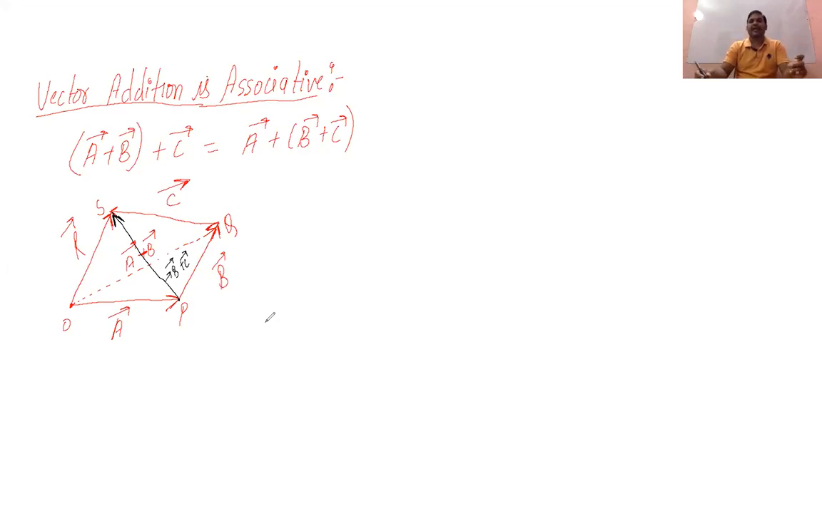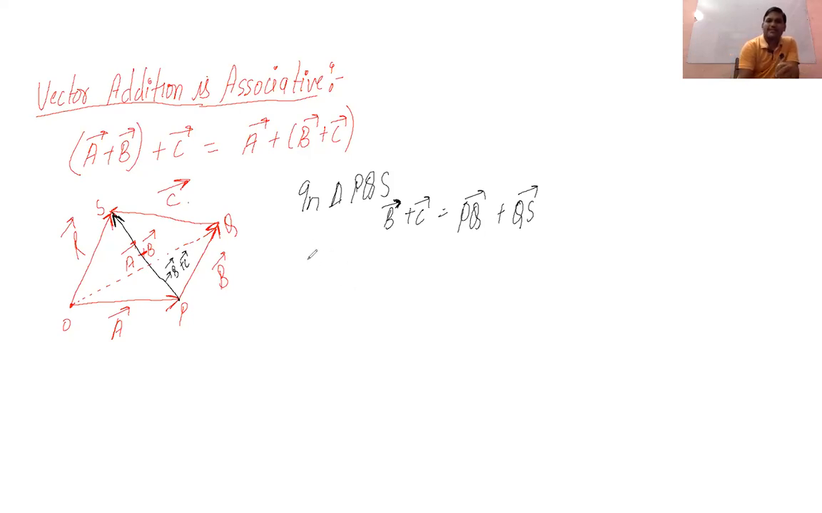Now we see in triangle PQS. In triangle PQS, this is your B vector and this is your C vector. This will become B vector plus C vector. This we have already written as B vector plus C vector, which is the PQ vector plus the QS vector. This we have already done.